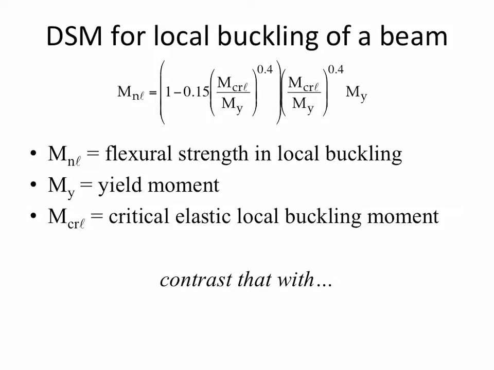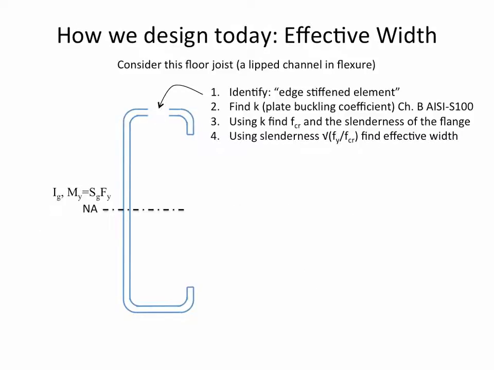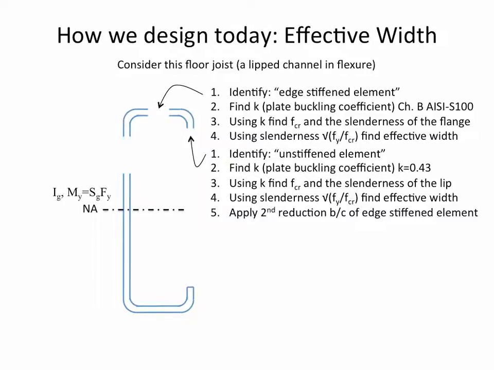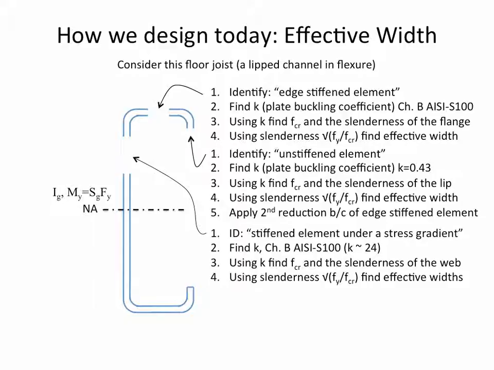And I've already talked about this a little bit, but for local buckling, you'll remember that you have to iterate for the effective width method. So this is your procedure for the effective width method. You've got like 20 steps at least or something.